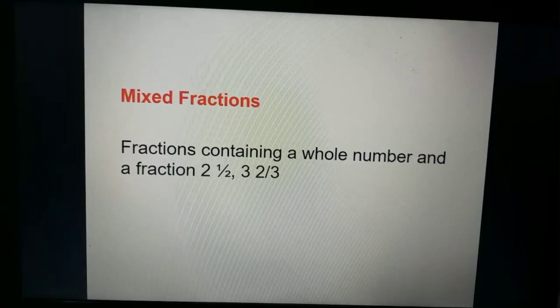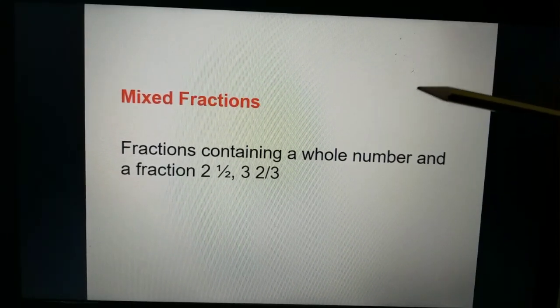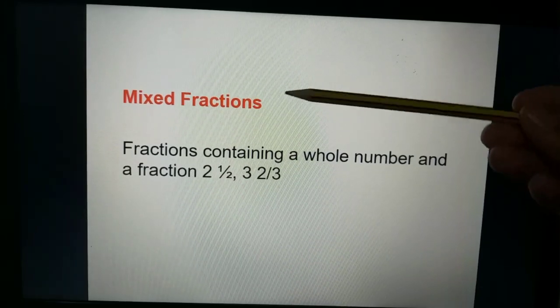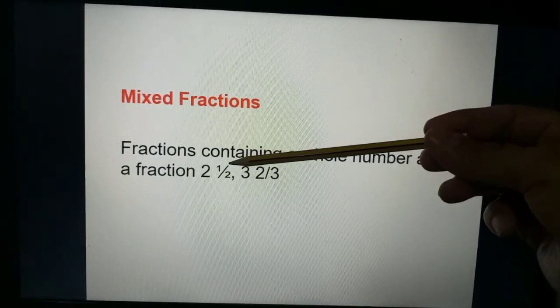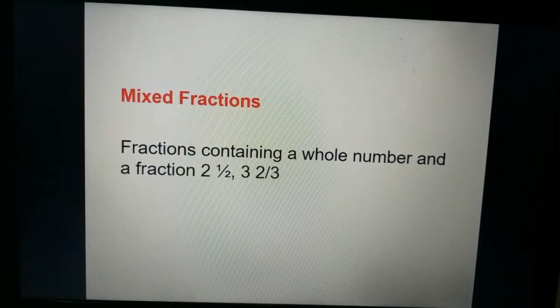Mixed fractions, fractions describing a whole number and a fraction are called mixed fractions. Like you see, there is a 2 which is a whole number and a half which is a fraction. So altogether this is a mixed fraction.